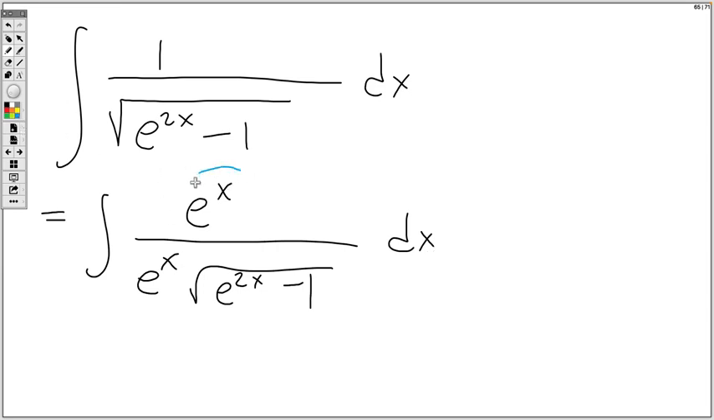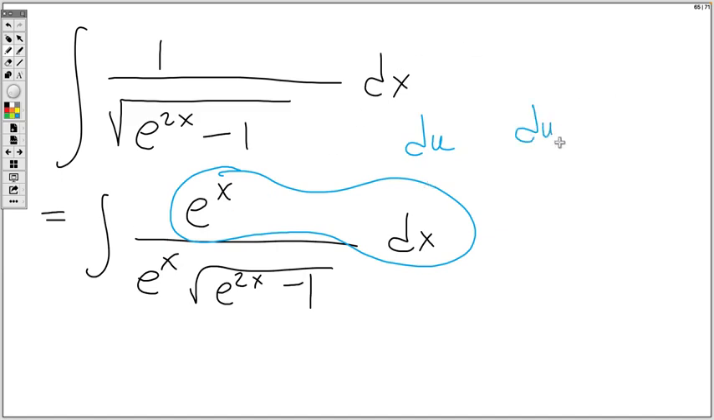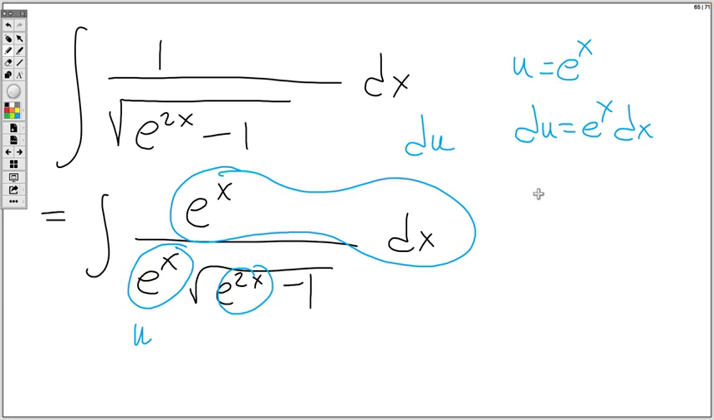Now, ostensibly, the e to the x dx, that's like what they want the du to be. So if they want the du to be e to the x dx, then that means that the u itself would be e to the x. Does that stand to reason? So that means that this e to the x, they're thinking of as u. And what can I do with that e to the 2x then? So what's the relationship between e to the 2x and e to the x? Yeah, this is e to the x what? Squared.